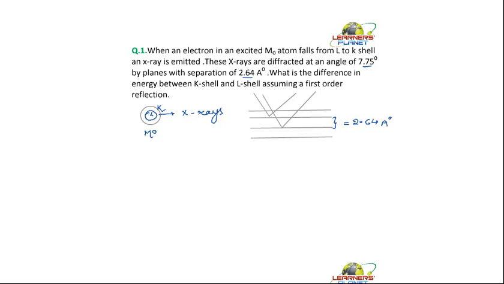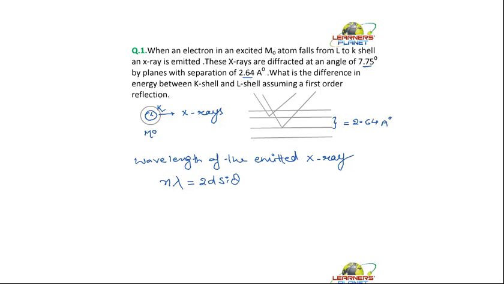So what do you not know from here? You don't know the wavelength of the emitted X-ray. How will you find out? Let's see. We have got Bragg's equation with us. n lambda is equal to 2d sine theta.